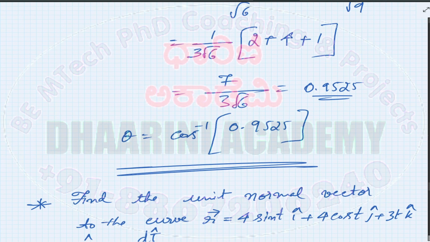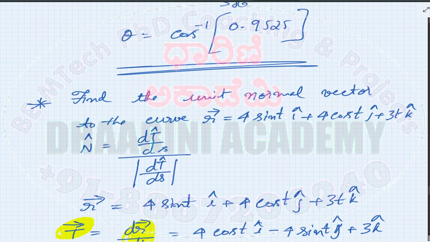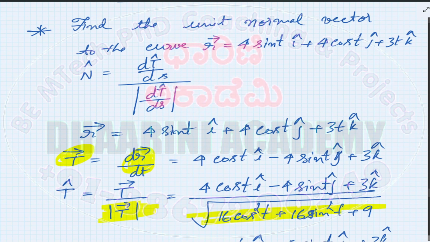Then let's move to the second question. This is: find the unit normal vector to the curve r vector equal to 4 sin t into i cap plus 4 cos t into j cap plus 3t times k cap. So here we need to find the n cap. N cap, from the basic definition and the derivation which we did earlier, is dt cap by ds whole divided by the magnitude of dt cap by ds.